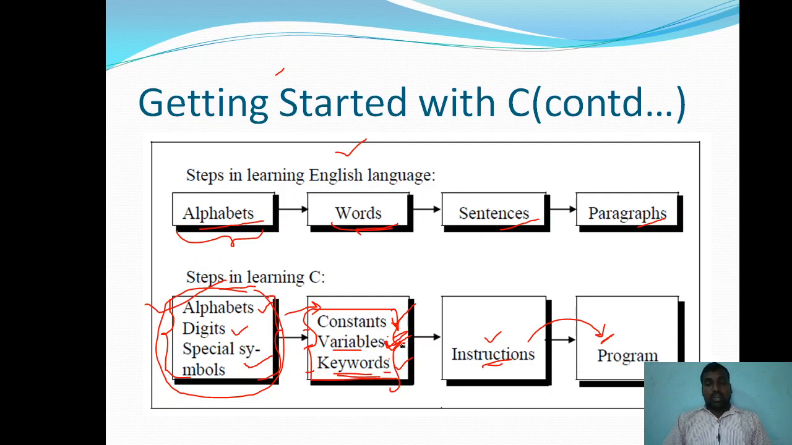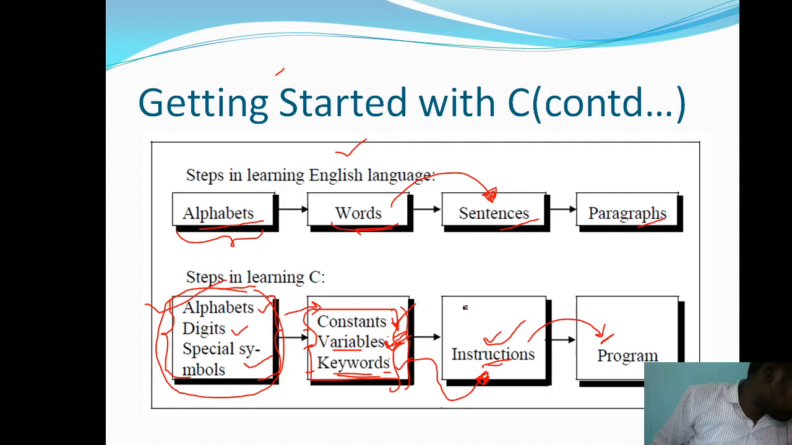Next, by combining these things we are going to form an instruction. While writing an instruction we need to follow several grammatical rules, right? Just as from words to sentences we follow grammatical rules like tenses, here also while combining constants, variables and keywords to form an instruction, you need to follow several things, like every statement or instruction of a C program must be terminated with a semicolon. Like that we are going to follow several rules that will be discussed in later sessions.